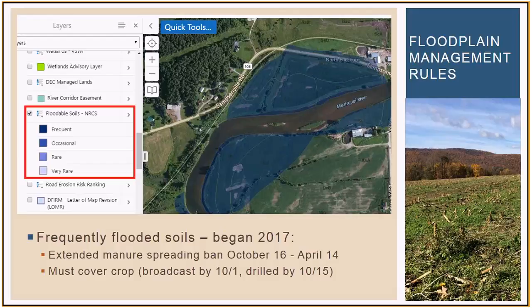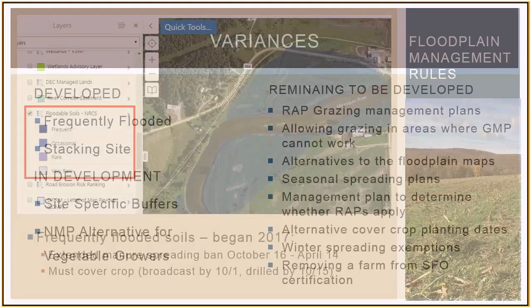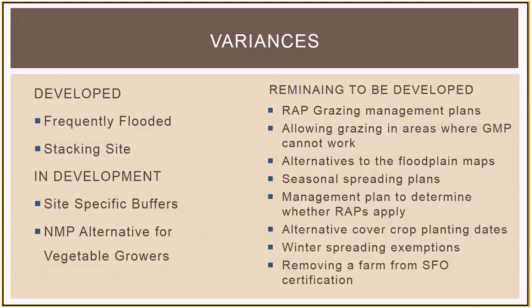So we're going to transition into talking a little bit about the variance processes that have been developed thus far. The frequently flooded is an example of one variance process that was developed. So I'll explain that farmers had the option to submit a variance. I believe we got 17 variance requests submitted. There's a couple of different reasons of which farmers might ask for a variance.